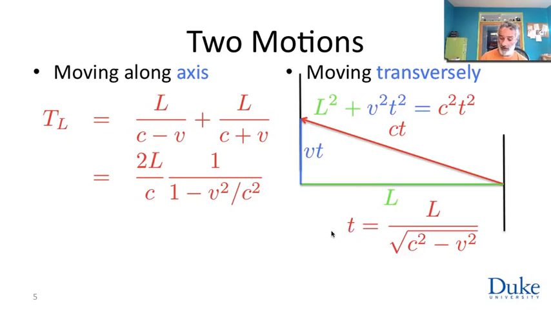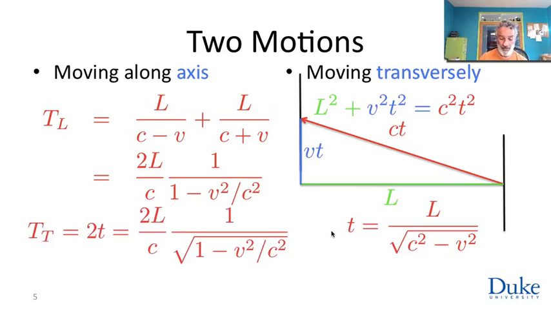Remember that the period of the clock is twice t, so we write it down, and we see that moving transversely also slows down the clock, but by a different factor. Notice the square root here. So the light clock slows down by one factor when it's moving longitudinally, by another factor when it's moving transversely.